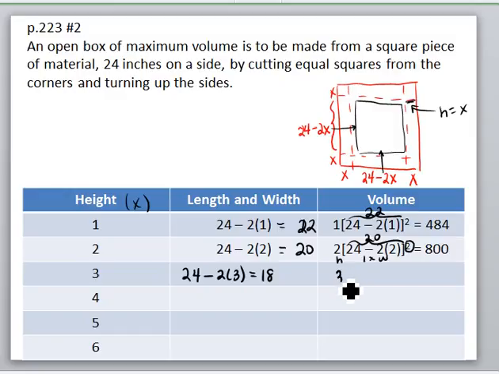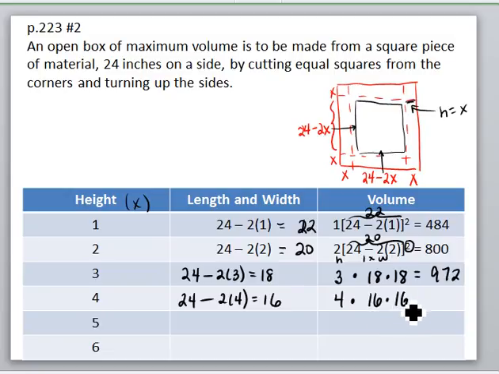So my volume would be 3, the height, times 18, times 18, and I'm writing it out a little bit differently. I think it looks less confusing than what I had typed in there. That ends up giving us 972. I'm going to plug in 4, and I end up getting 16. And then my height is now 4 times my length and my width are 16, so 16 times 16. That ends up giving me the answer of 1,024.